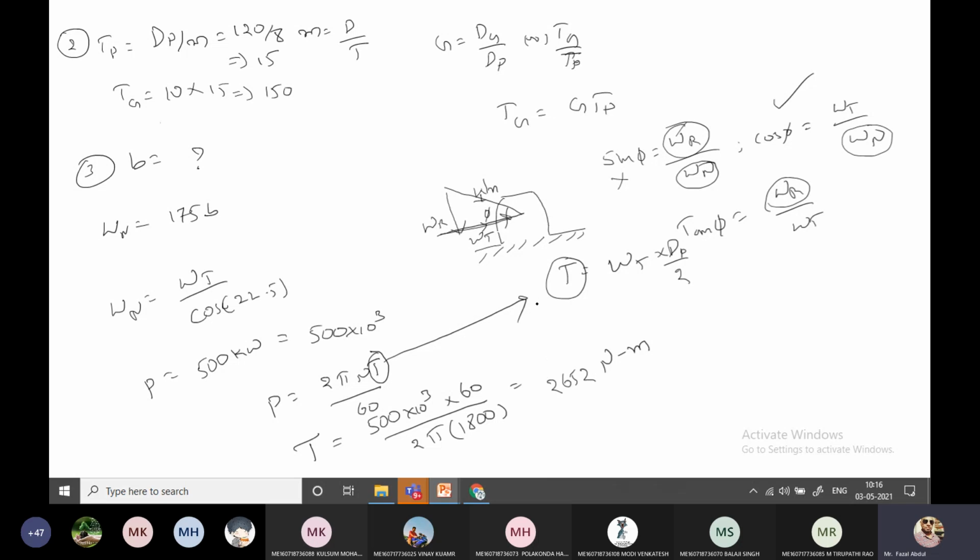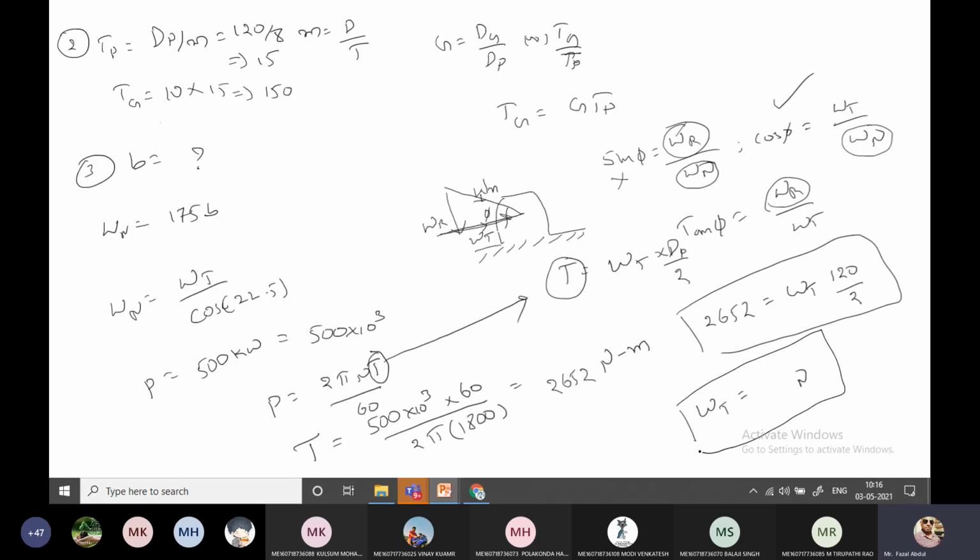2652. Now substitute the value here: 2652 equals Wt into dp by 2, where dp is 120. Now from this relation we can get the Wt value in terms of Newton. How much is Wt? Tell me the Wt value. 44.2.